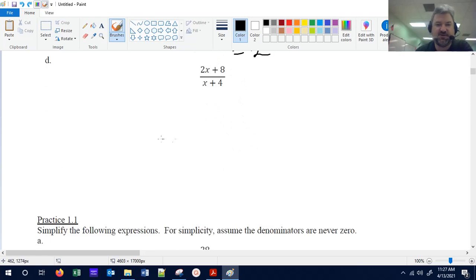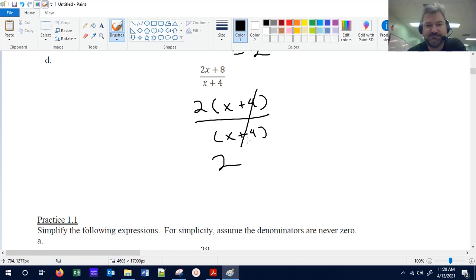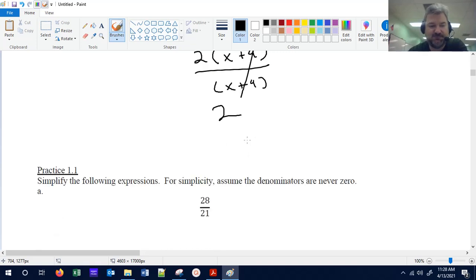2x plus 8 over x plus 4. Again, because there's plus signs, I can't start like reducing the 8 and 4. We just looked at how that doesn't work. I certainly can't just reduce the x's. Also, that doesn't work. But I can factor something out. I'll factor a 2 out of the top, giving me x plus 4. And on the bottom, I have x plus 4. And remember, the entire denominator is a grouping symbol. And so that also reduces to simply a 2. All right, let's go on.